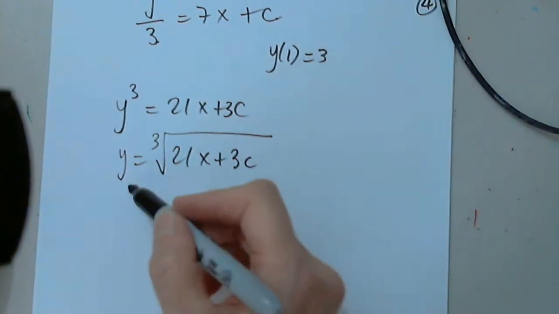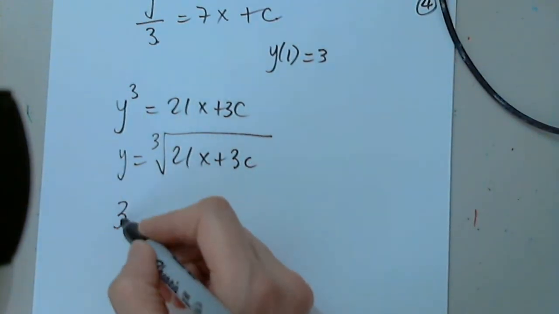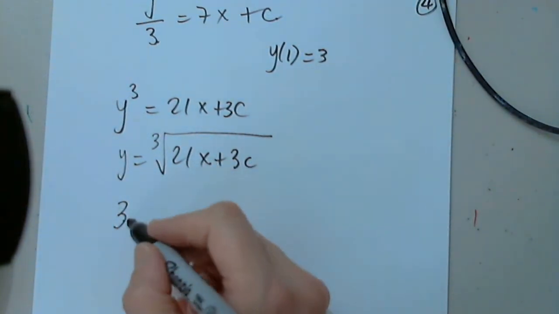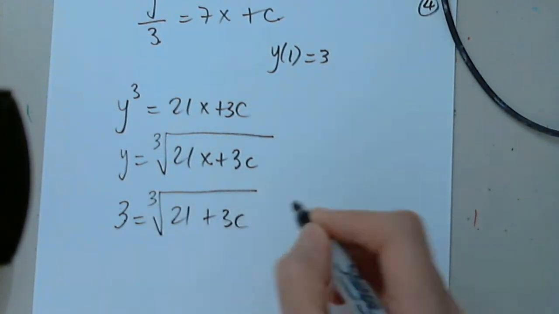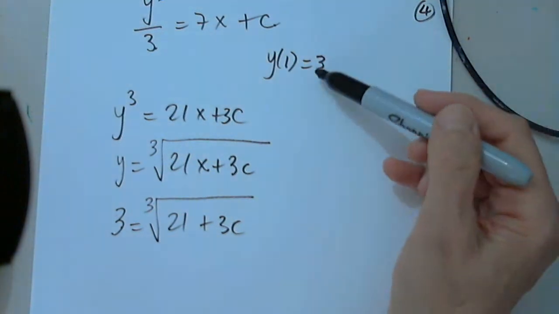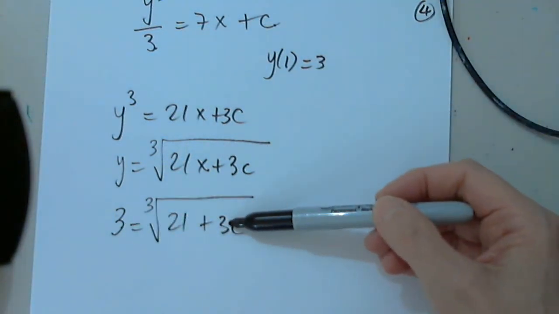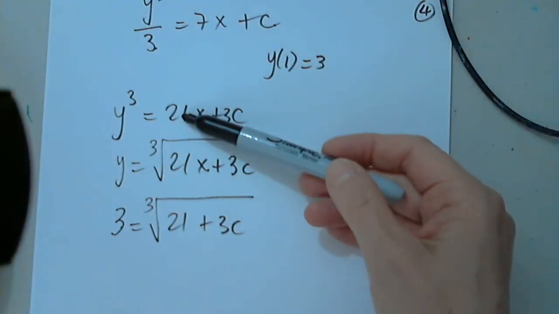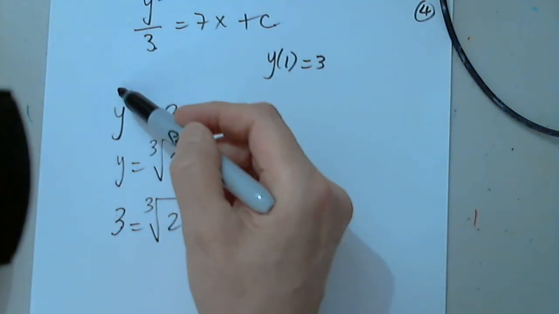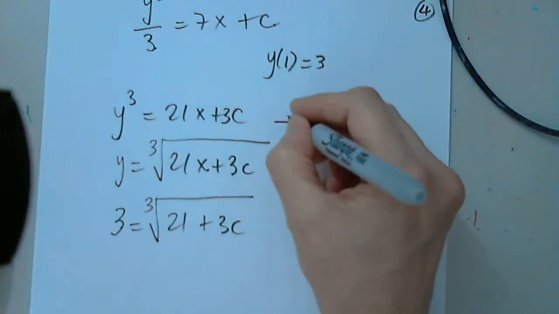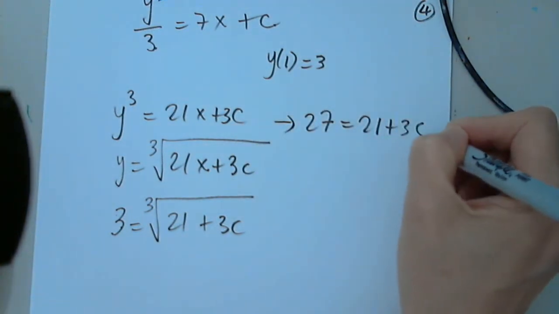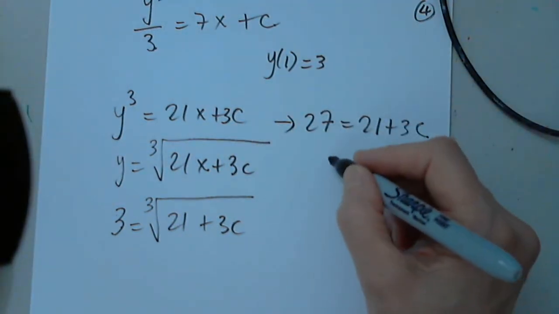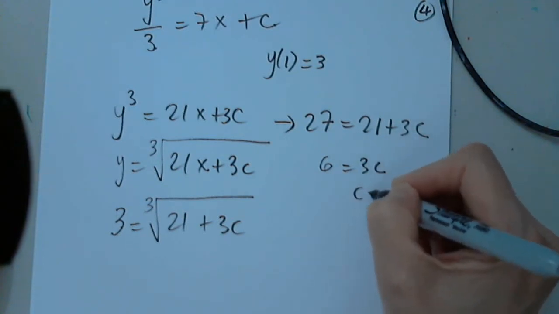Now, y of 1, so when this is 3, this is 1. So the cube root of 21 plus 3c. Again, you can say this is too difficult for me to solve, then you can put it in here. You can say, I'm going to finish it. You can say here 27 equals 21 plus 3c, and then you get 6 equals 3c, so c equals 2.